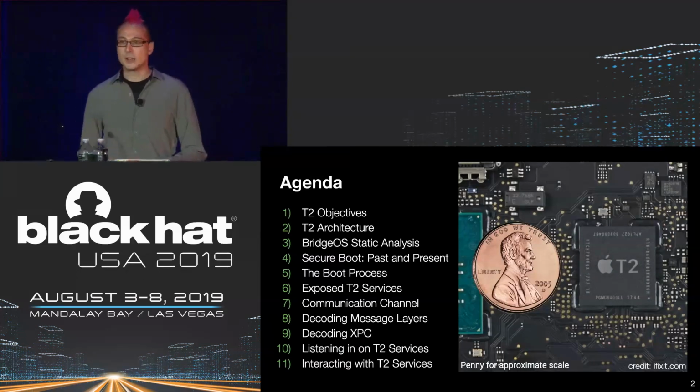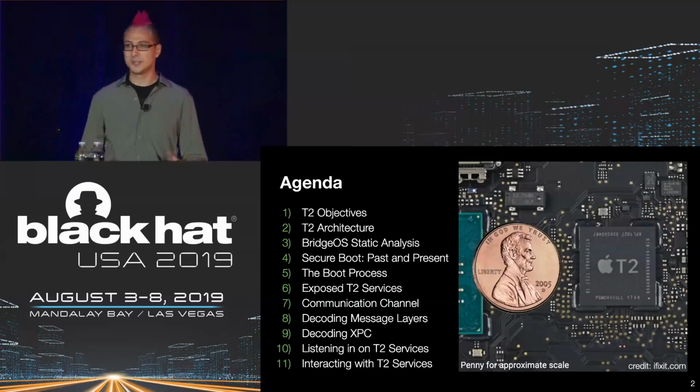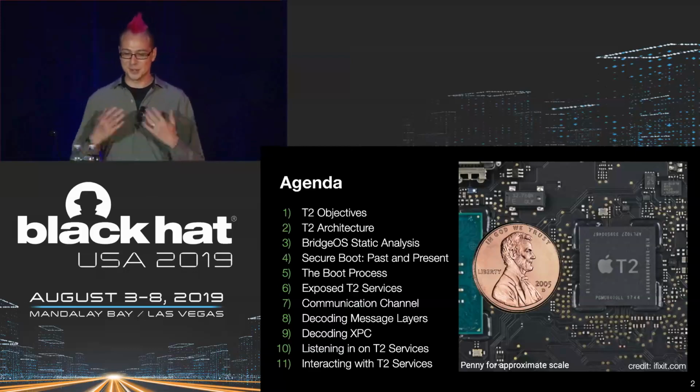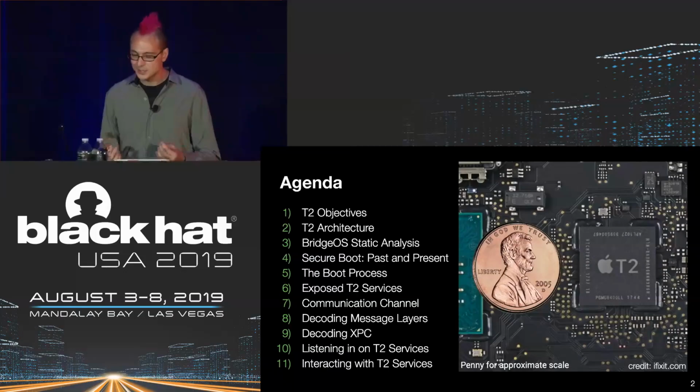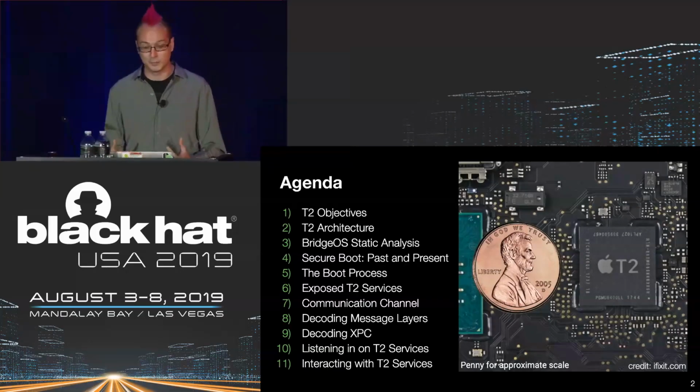We're here today to talk about the T2 chip. The T2 is the successor to the T1. The T1 chip was the chip that powered the Touch Bar and Touch ID on previous generations of MacBooks, and the T2 is the next evolution of that platform.